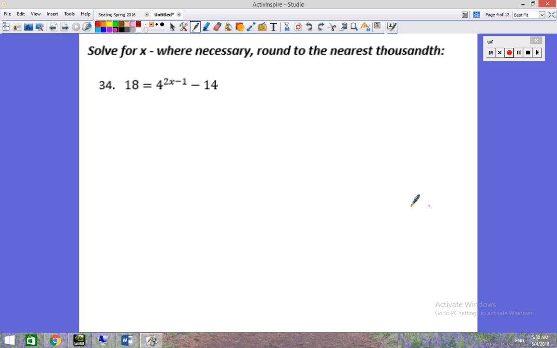Here we have a term on the left hand side. We have two terms on the right hand side. Terms are separated by addition or subtraction. We want to get the term that has our variable by itself. So we need to add 14 to both sides of this equation. When you add 14 on the right hand side, they just cancel, and on the left hand side, when we add 14, we get 32.